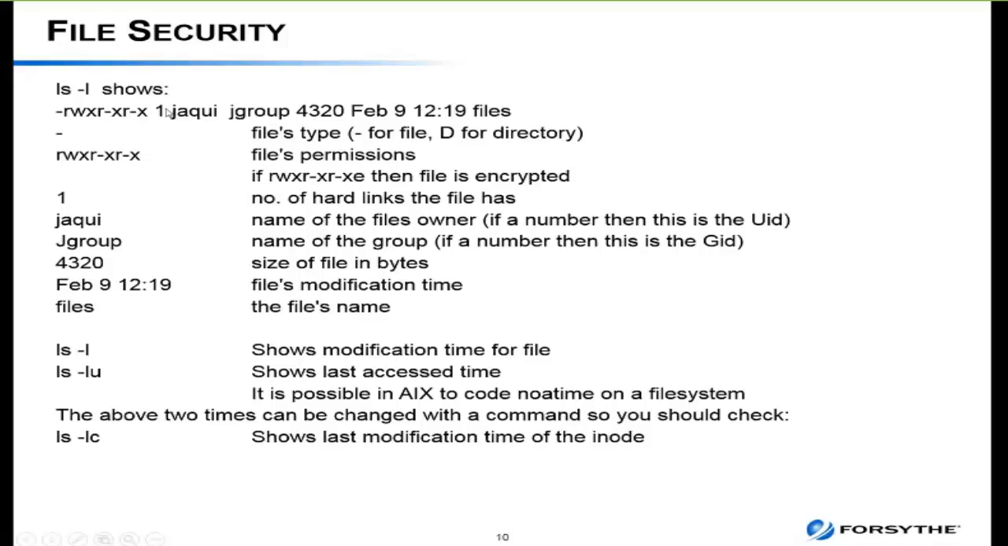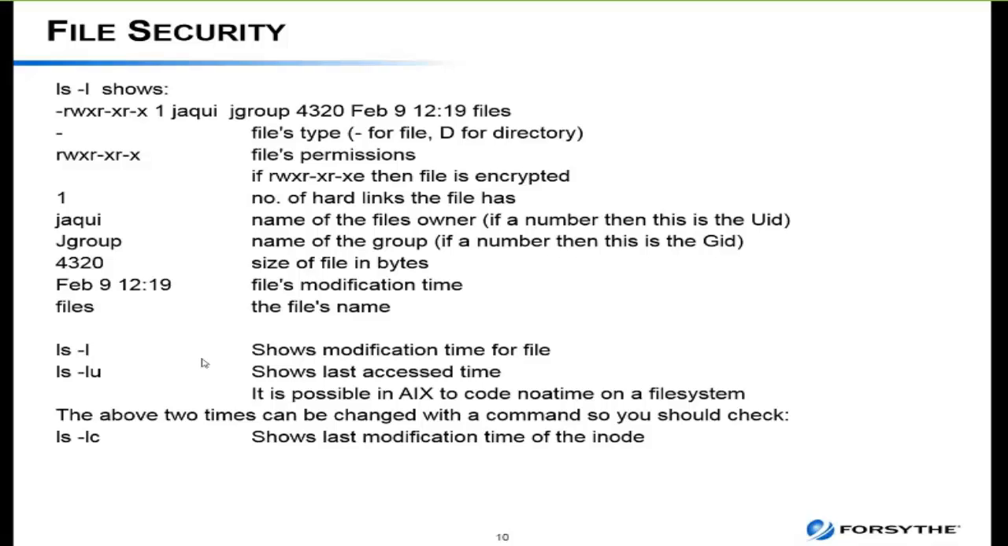The 1 here is the number of hard links to the file. Obviously my owner and my group are specified. The 4320 is the size in bytes, and then we have the dates. That's the file's modification time. We're going to talk a little bit about that because it's important for people to understand the difference between modification time and last access time and so on.